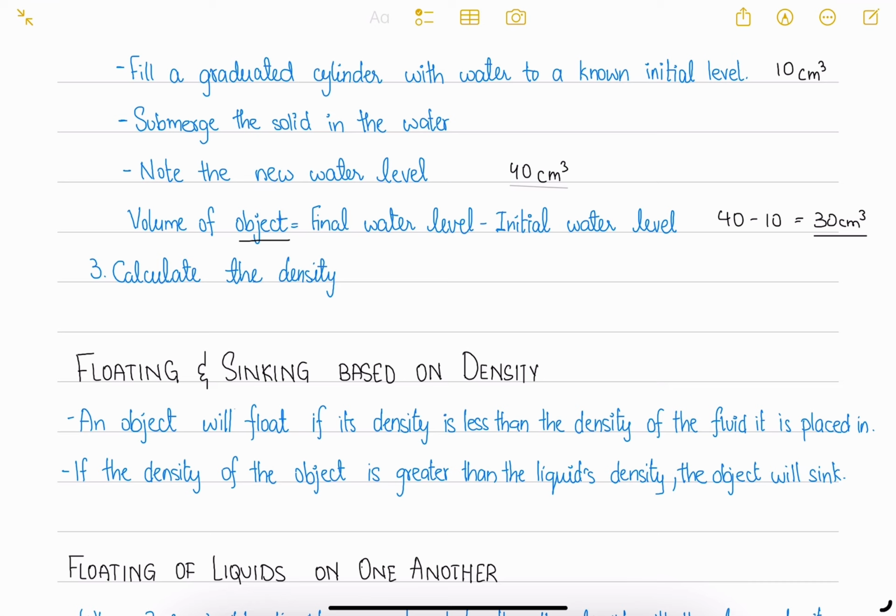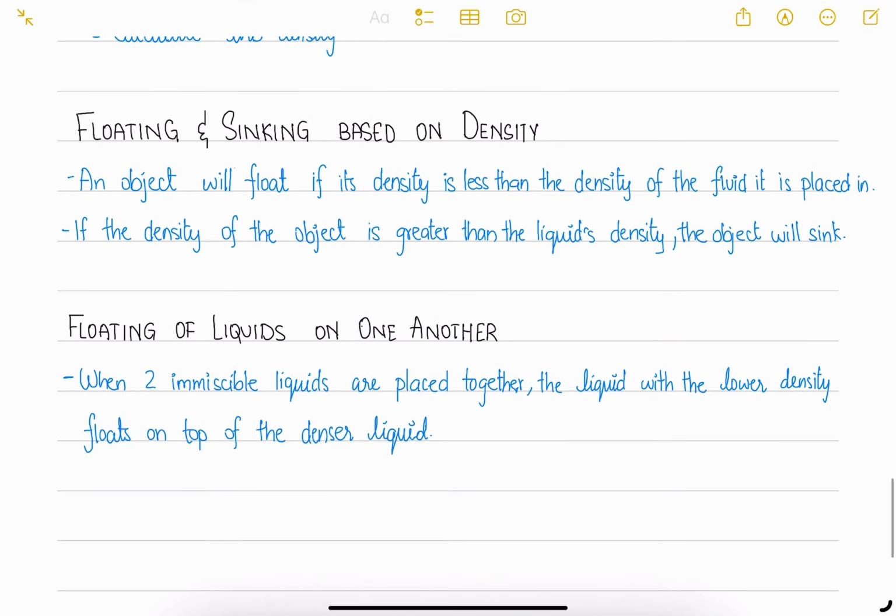Now, floating of liquids on one another. When two immiscible liquids, the word immiscible means that they do not mix. When such liquids are placed together, the liquid with the lower density will float on top of the denser liquid.